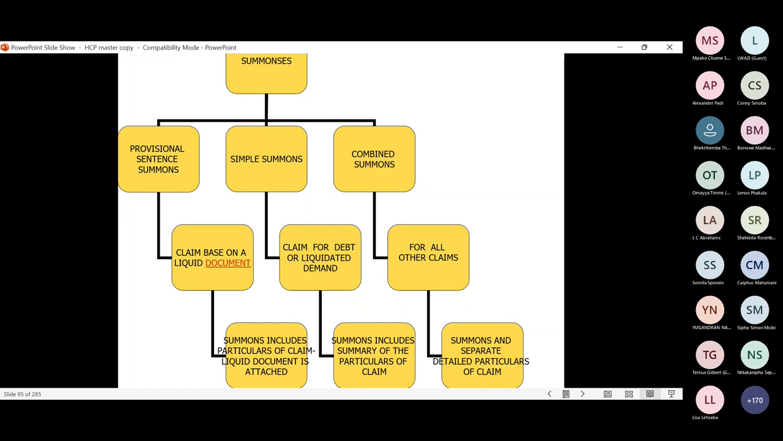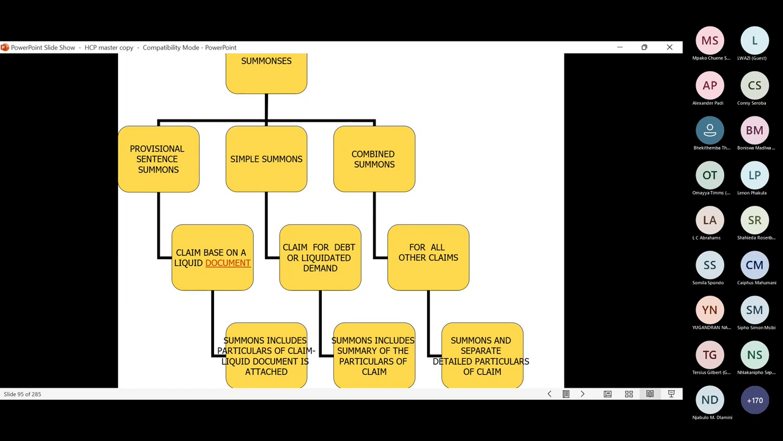Now you use the provisional sentence summons only in the case where the claim is based on a liquid document. Now it is important for you to know what a liquid document is in order for you to know if you can use the provisional sentence summons. The summons includes the particulars of claim and you will have the liquid document attached, right? I'm going to put that on the back burner for the while. I'm not going to deal with provisional sentence summons. I'm going to deal with it at the end of action procedure. What I'm going to concentrate on now is the simple summons and the combined summons.